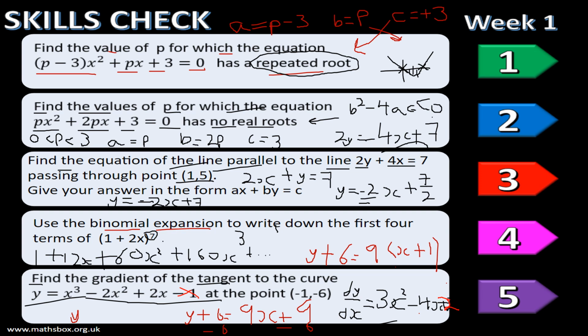Oh, sorry, he's asking for the gradient, not the tangent equation. I apologize, that's my fault. I've done a little bonus here. So that is my tangent equation, but the actual gradient is equal to 9, so m is equal to positive 9. Sorry about that, it's my fault for not reading it carefully. The gradient at the point (-1, -6) is equal to positive 9.